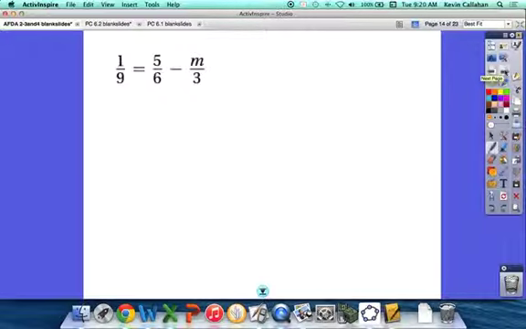Now we got 3 denominators. What's the least common denominator between 9, 6, and 3? What is the smallest number that all 3 of those divide into? Now, what is the lowest number that 9 divides into, 6 divides into? Not the lowest number that divides into all of those.